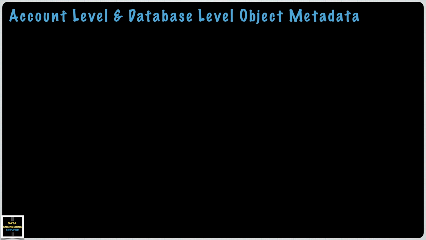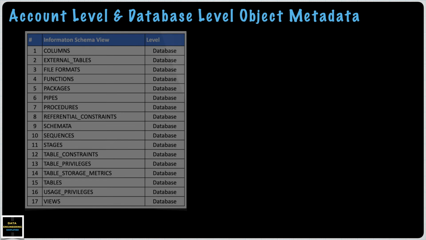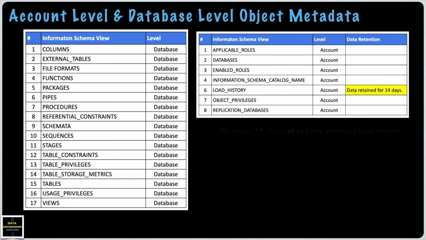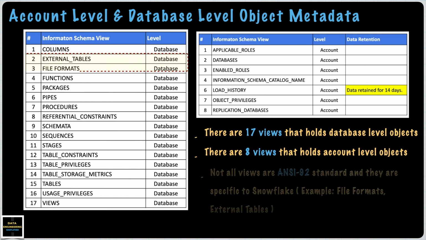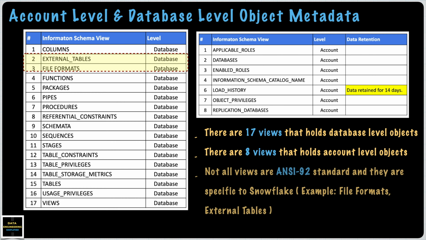The information schema metadata is captured in the form of views. There are 17 views which capture database level objects and there are 8 views which capture account level objects. Not all views are ANSI 92 standard and they are specific to Snowflake, for example, file formats and external tables.